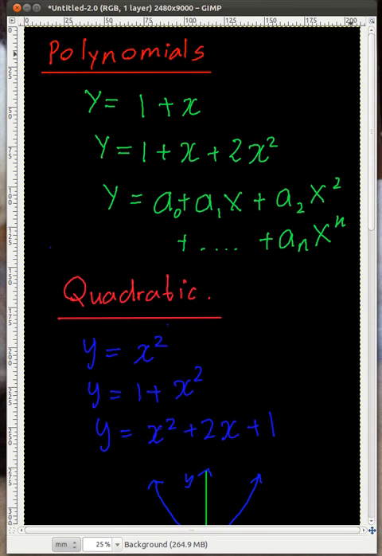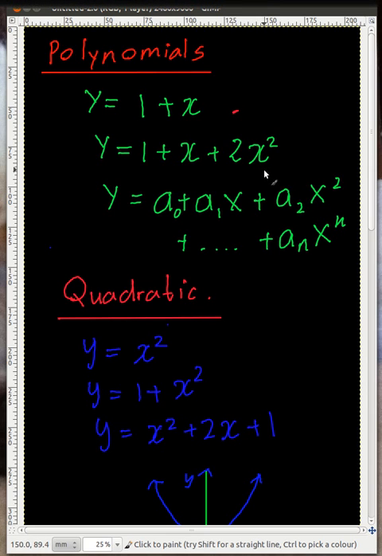Okay, so today I'm going to start off my set of tutorials on graphing polynomials. So the first question is, what is a polynomial? The simplest one that you would have seen is things like y equals 1 plus x, or y equals 1 plus x plus 2x squared. So basically that has powers of x only, right?